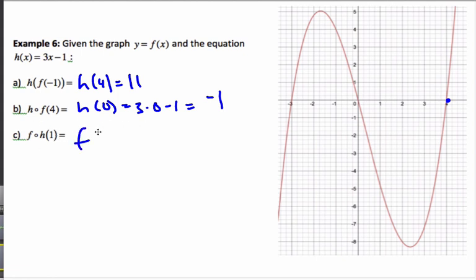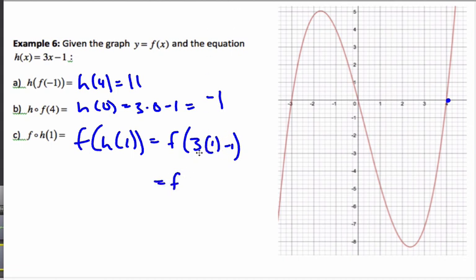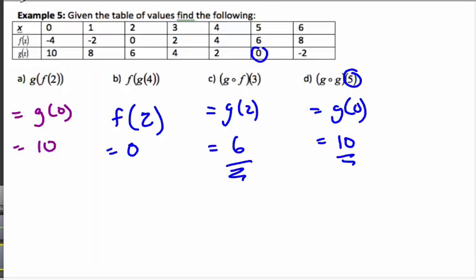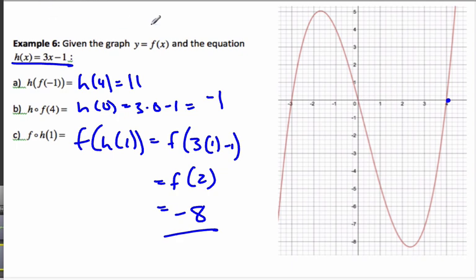And then this one is f of h of 1, which means 1 goes into here. So it's f at 3 times 1 minus 1. This is a 1 here, which is f at, well, 3 minus 1 is 2. 2 produces -8. Okay, so in doing composition of functions, we can use graphs, we can use equations, and we can use tables, and any combination of those, because they all represent different kinds of functions. There you go. Composition of functions, important idea.